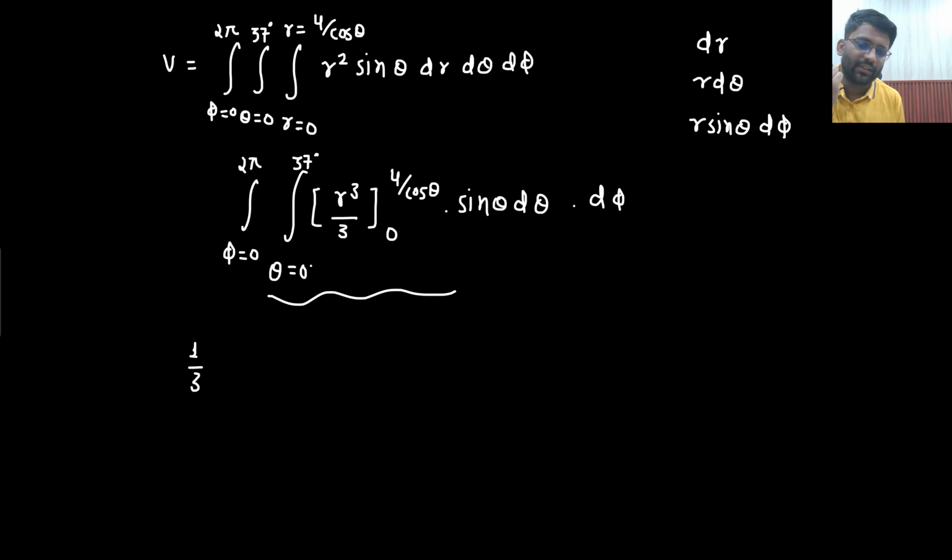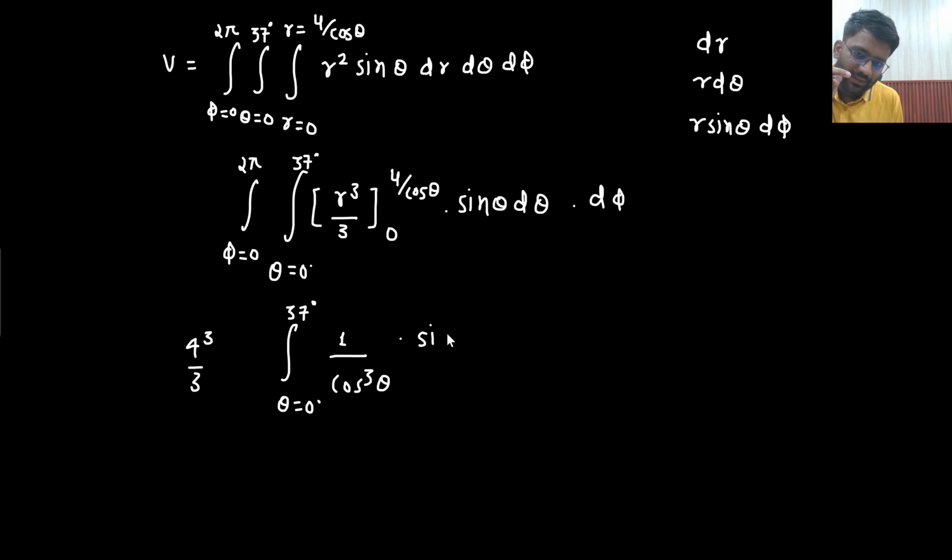I need to solve this integration, right? So 1 by 3 is coming outside, and if I put 4 cube here, 4 cube will also come outside. And this will become cos theta cube downward, with theta going from 0 to 37 degrees. 4 I have put, 4 cube will come outside. 1 by cos theta cube it will become, times sin theta d theta. After doing this calculation, I need to put the limit of phi, which I will do later on.